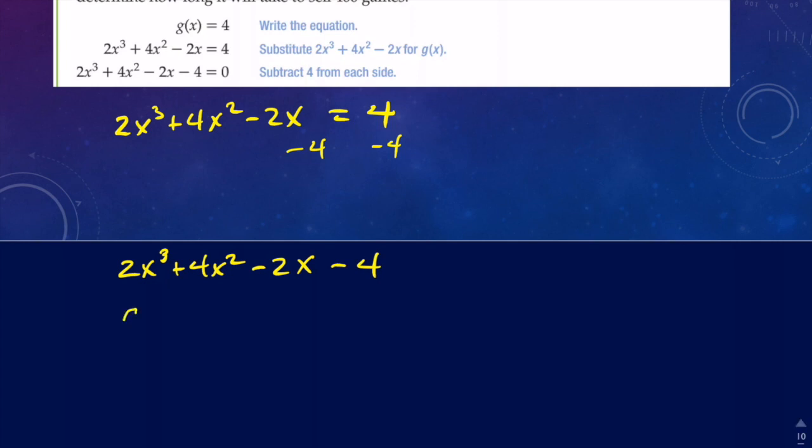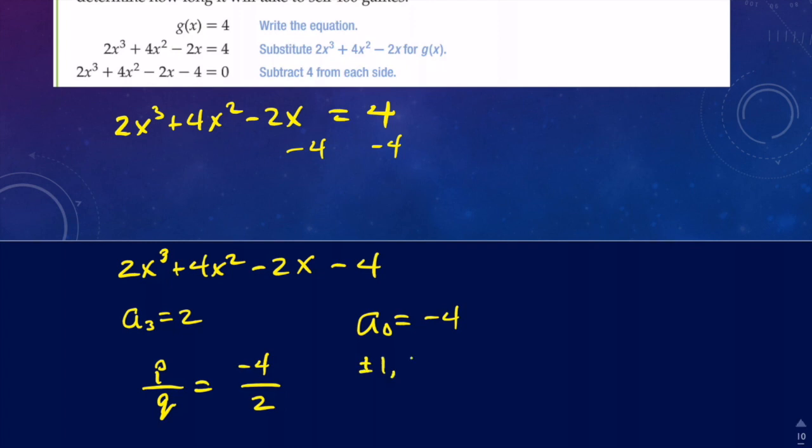And we know here that a sub 3 is 2, and a sub 0 is negative 4. And so it's going to be some p over q, which is represented by all the integer factors of negative 4 divided by all the integer factors of 2, which is not that hard. So we got plus or minus 1, plus or minus 4, plus or minus 2, and I think that takes care of all the integer factors of negative 4. Now, those will all be divided by the possibles plus or minus 1 and plus or minus 2.